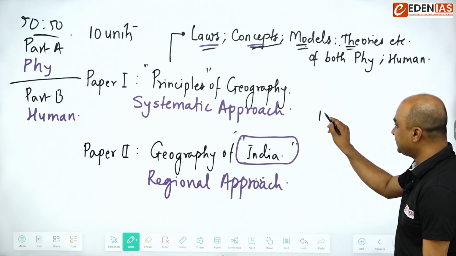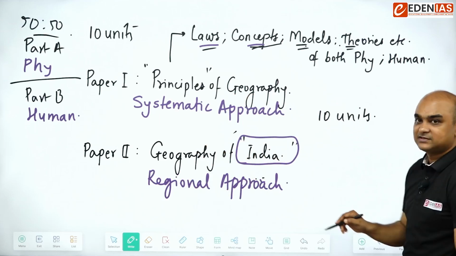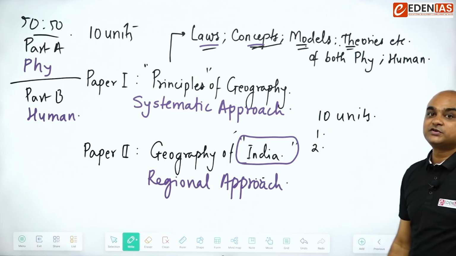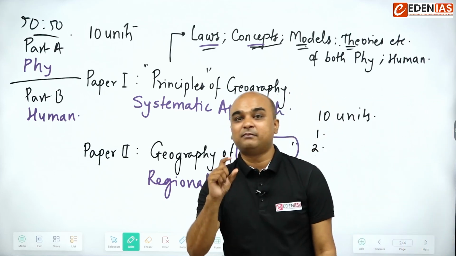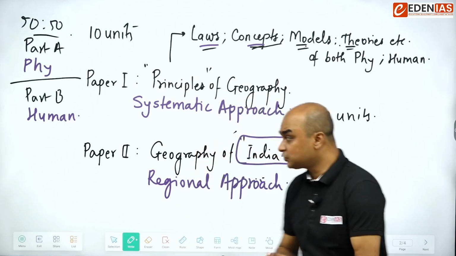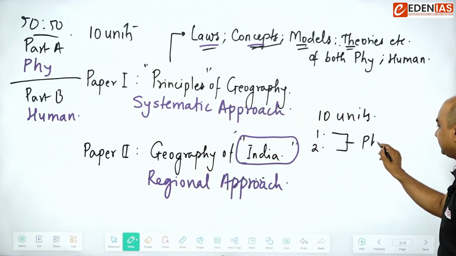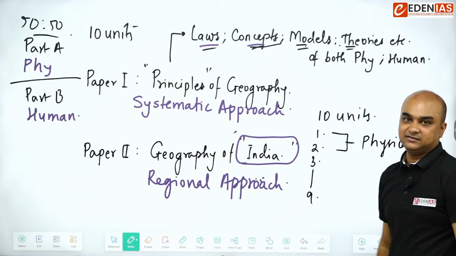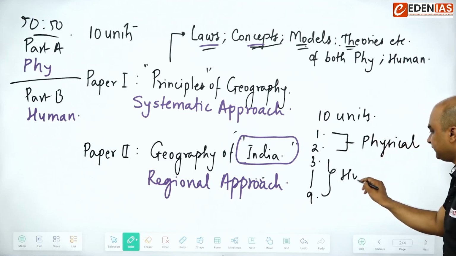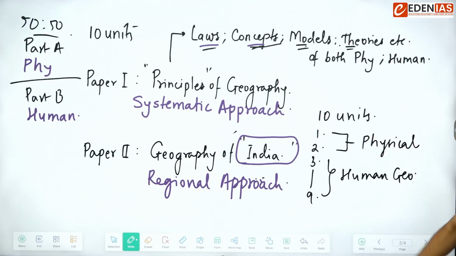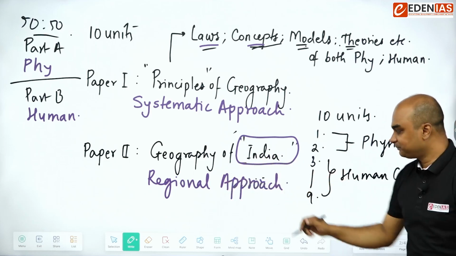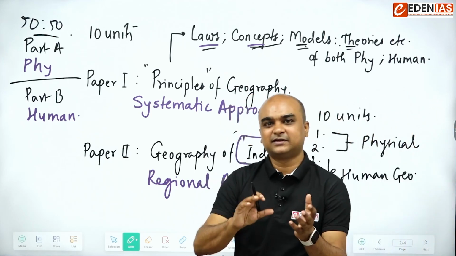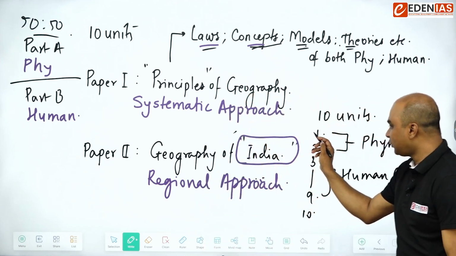It also has 10 units. Paper 2 also has 10 units. But unit number 1, which is India physical setting, and 2 resources, they typically talk about the physical geography. So first 2 units are physical geography. Whereas from unit number 3 to unit number 9, it is human geography in Geography of India, paper 2. The 10th unit is a kind of amalgamation. It's a kind of overlap between physical geography and human geography.